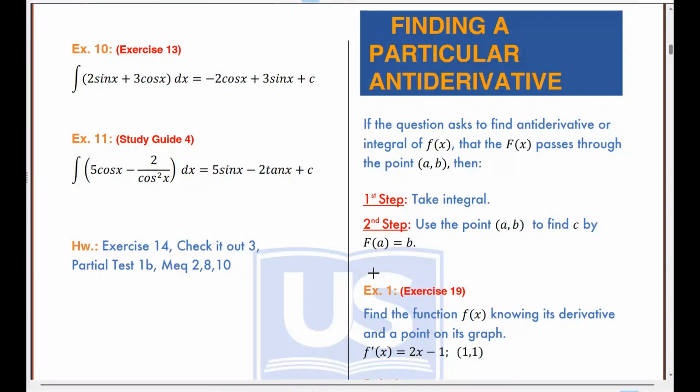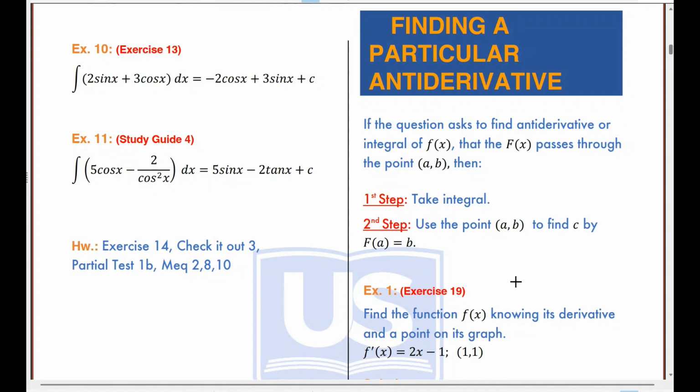Hi everyone. In this video I will be explaining how to find a particular antiderivative. In the previous lesson we studied how to find antiderivatives. Remember, when we find any antiderivative we add C at the end because we don't know what the constant is. So in this lesson we will be finding that C, specifically. If we are given just a little more information, we can identify the value of C.